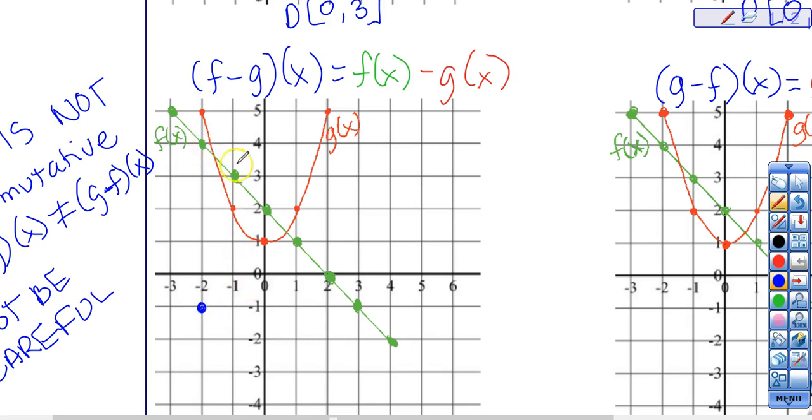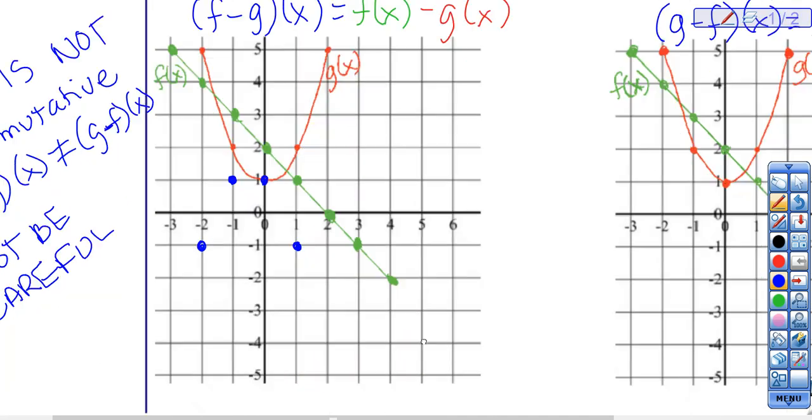Now, notice that the green and red have switched. Green's above red now. So we're doing 3 minus 2 is 1. Green minus red. 2 minus 1 is 1. Now they switch spots again. 1 minus 2 is -1. And then the last one. Green minus red. 0 minus 5 is -5.